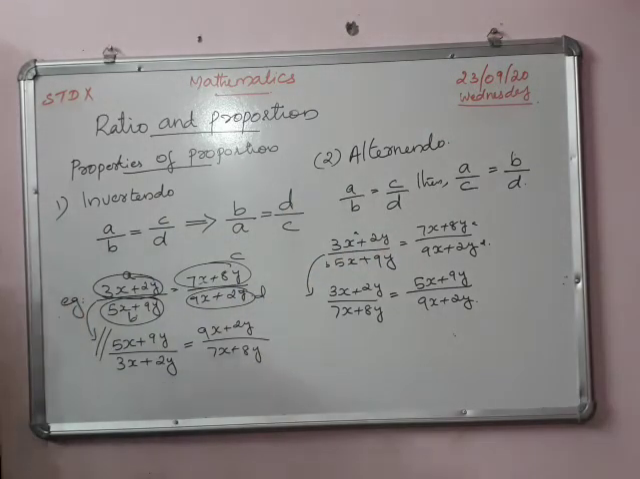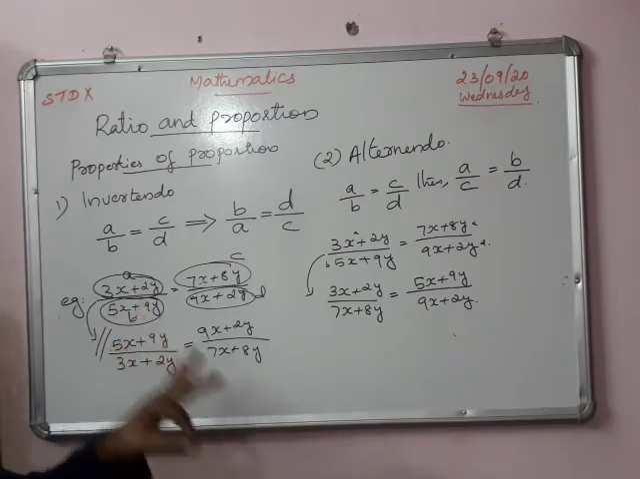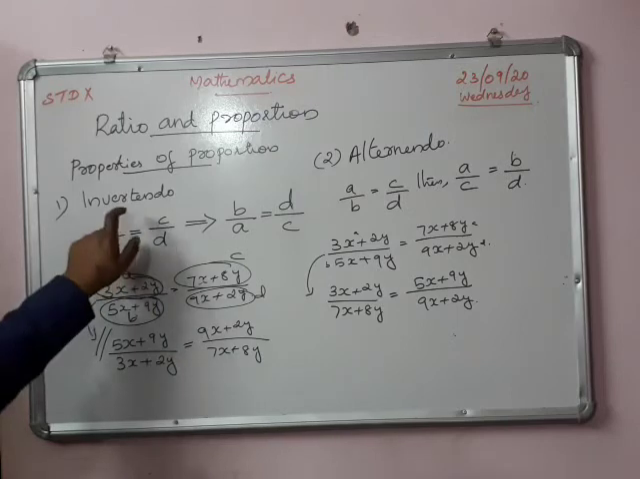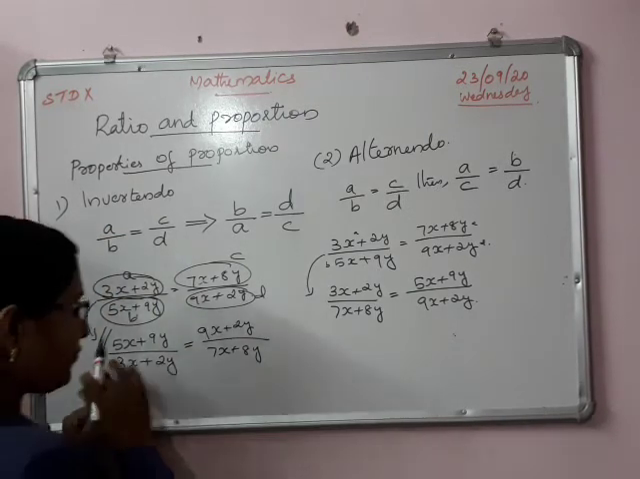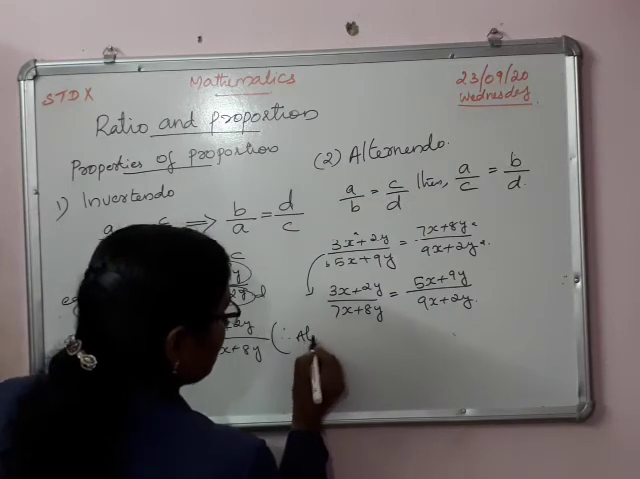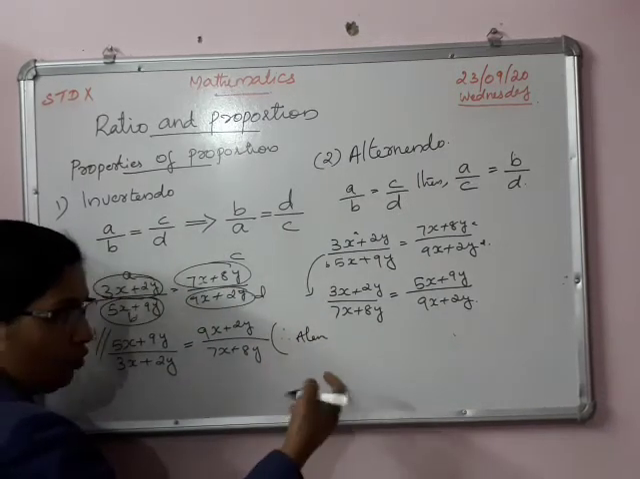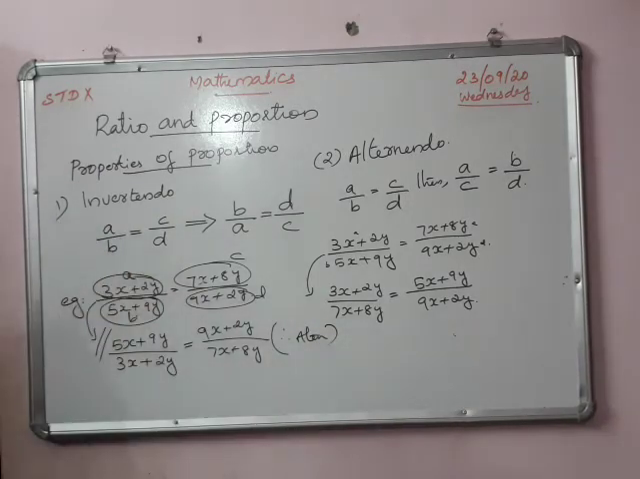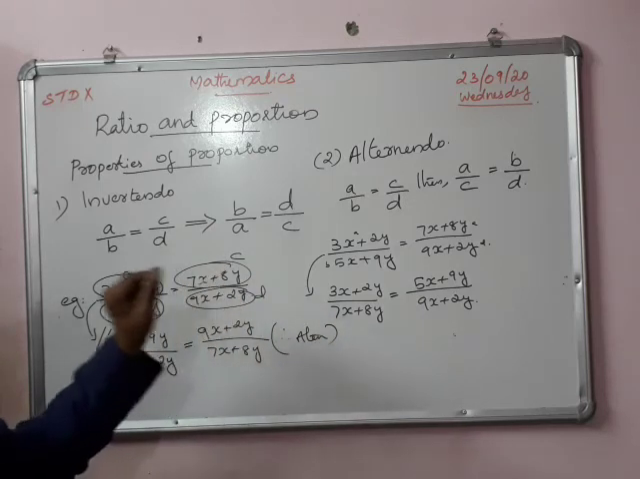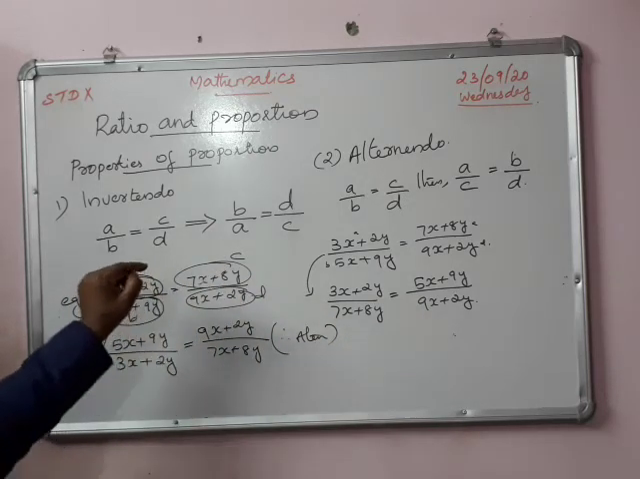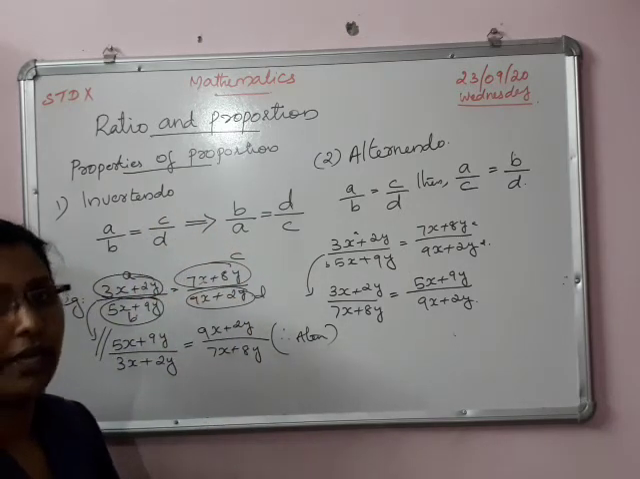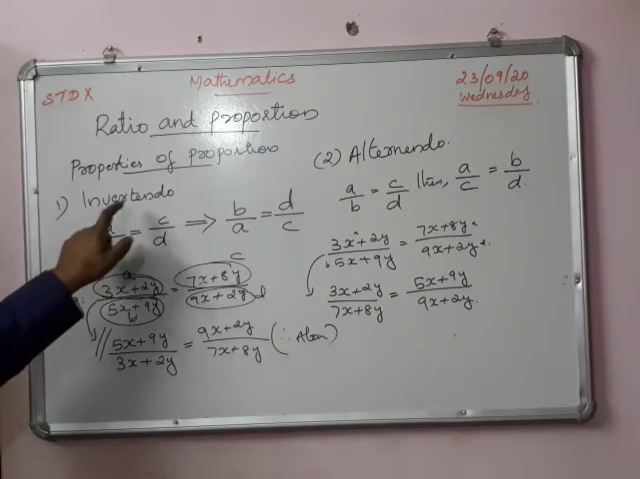When you are solving the question, you should write which property you are using. Suppose you are using invertendo: after using the property, write in brackets 'because of invertendo' or 'because of alternando'. Otherwise they will not give the marks. So study the properties clearly and carefully. There are not only two properties, I think 5 or 6 properties are there. You can study them one by one. Now the first one is invertendo.